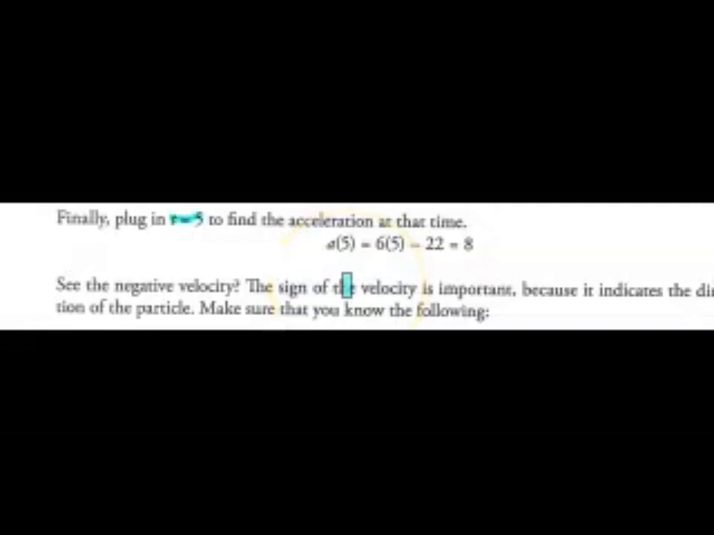Finally, we plug t equals 5 to find the acceleration at that time. A of 5 is 6t minus 22, that is, 6 into 5 minus 22, which is equal to 8. Once again, a of t is 6t minus 22, and replacing t with 5 gives 8.